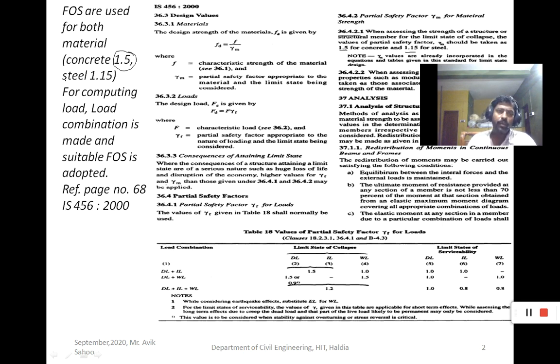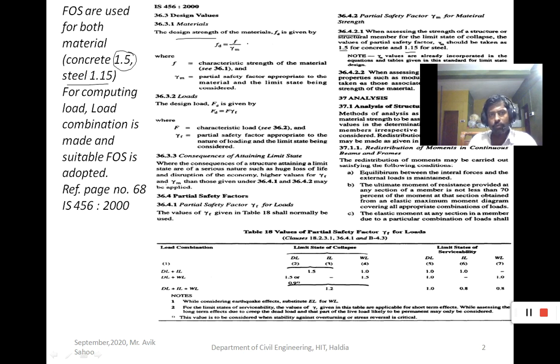1.15. So you see that steel has less factor of safety because steel has better quality control than concrete, whereas concrete is mixed in the field. So that's why concrete has a larger factor of safety, whereas steel is a factory product. So that's why less factor of safety is considered. So 1.15.